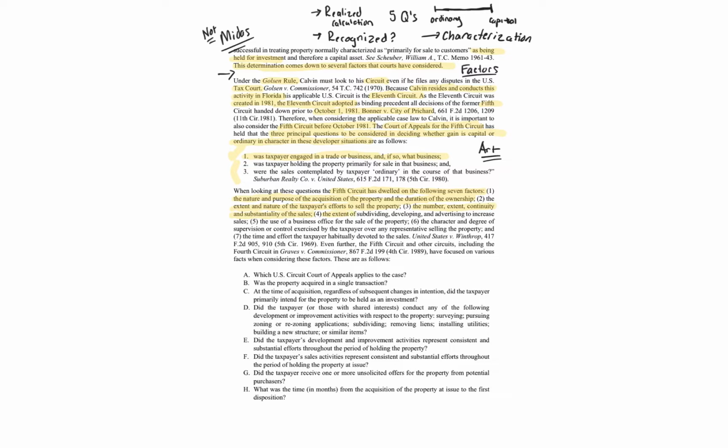The fourth is the extent of subdividing, developing, and advertising to increase sales. The fifth is the use of a business office for sale of the property. The sixth is the character and degree of supervision or control exercised by the taxpayer over any representative selling the property. And finally, the seventh, the time and effort the taxpayer habitually devoted to the sales. Woo! A mouthful, right? Now, notice the 3 questions came from Suburban Realty, which is a 5th Circuit case in 1980. So it's before 1981. So it's binding on the 11th Circuit.